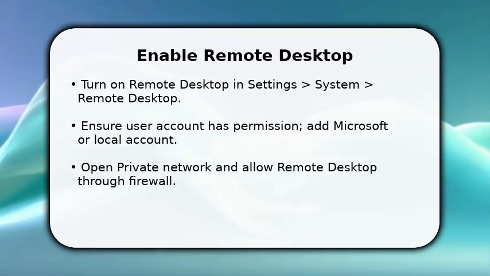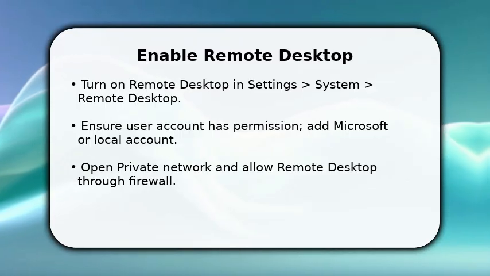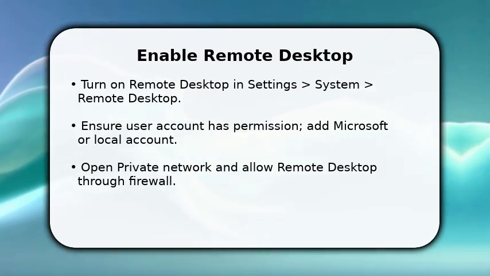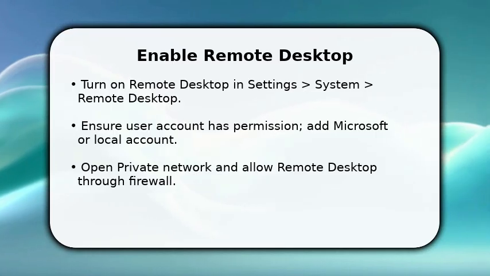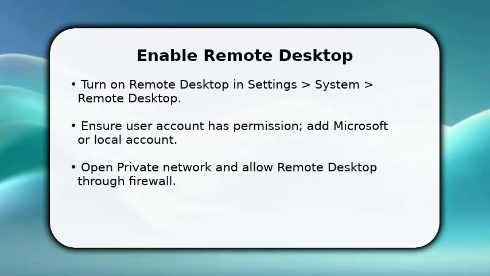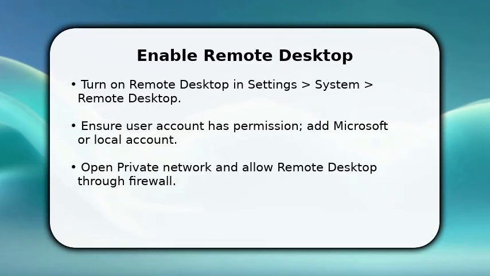You start by enabling Remote Desktop so Windows accepts incoming sessions. Open Settings, go to System then Remote Desktop and flip the switch. This registers the service. Once done, add the user accounts that will connect and grant permission, because without explicit rights the connection is denied. Make sure Windows Firewall allows Remote Desktop on private networks.